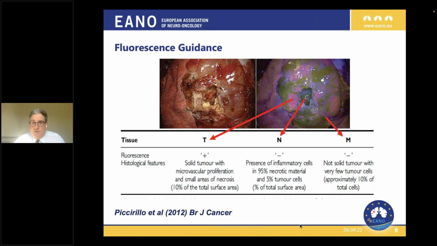And finally, once you resect the tumour and you get to the edges of the tumour, you also can find areas that don't fluoresce, and these are from parts of the tumour margin, and these will have variable amounts of tumour cells within them.